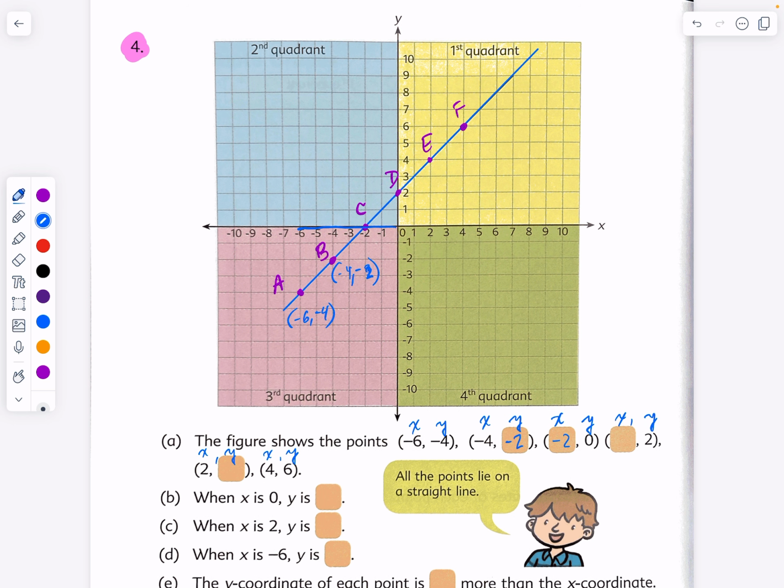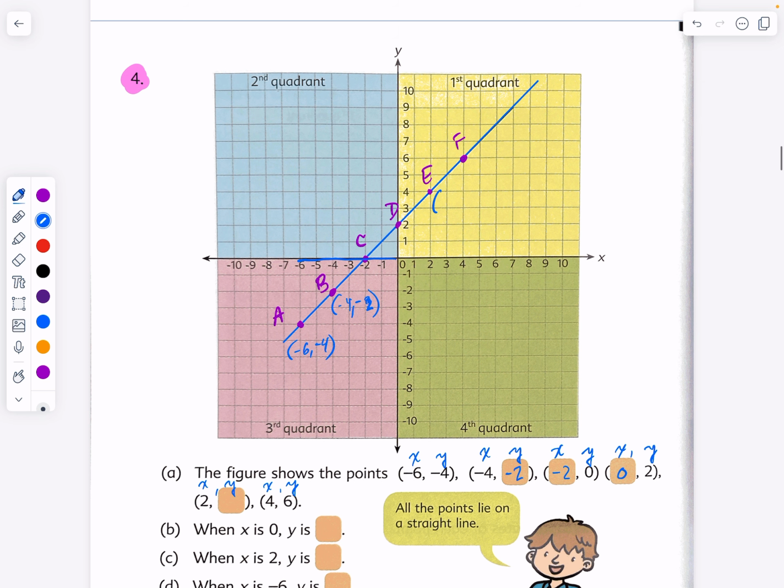And then point D: we stay on the y-axis. We don't go left or right, we just go up 2. In the same fashion, point E has coordinates of 2 to the right, and then up 4, right? And the final point F is (4, 6).